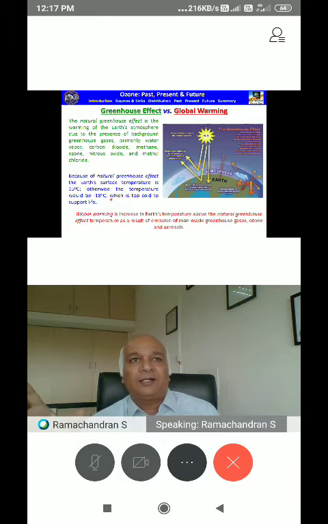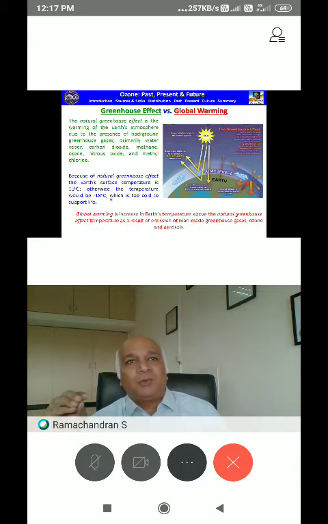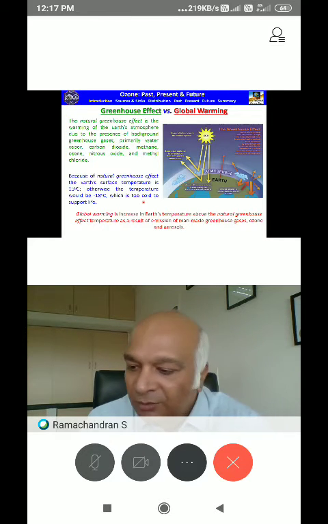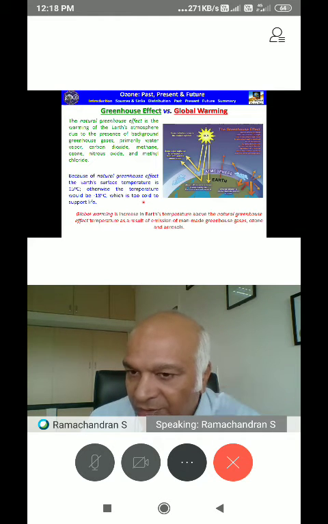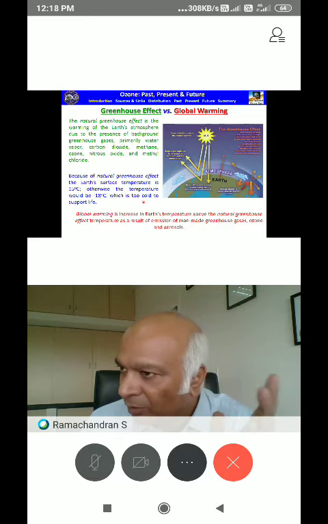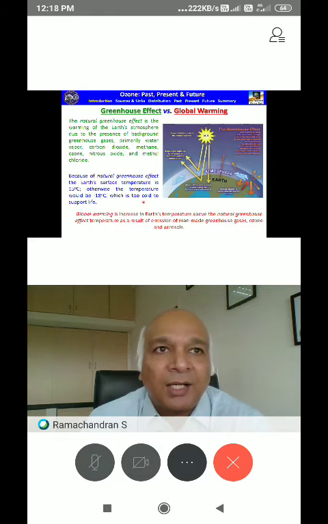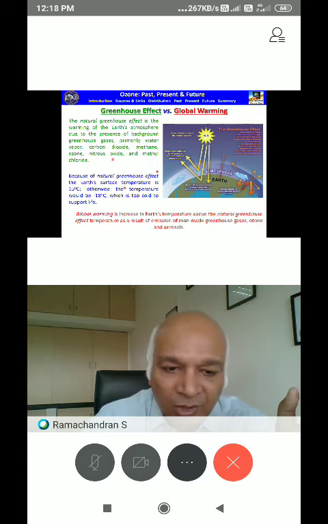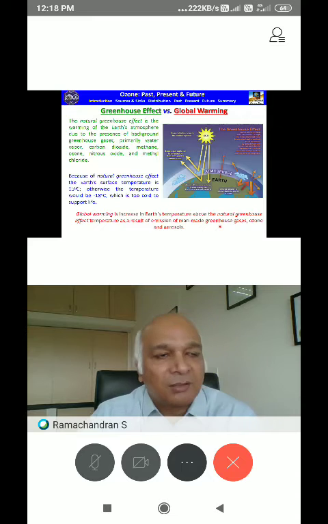But we know that these very gases, which provide us the greenhouse effect, are increasing in concentration, namely carbon dioxide primarily, followed by methane and nitrous oxide. They have all been increasing over the last 300 to 400 years. That increase in greenhouse gases is contributing to a difference between the radiation that was coming in and going out, upsetting the balance. That imbalance is what is called global warming. It is attributed to the increase in the Earth's temperature above the natural greenhouse effect, because of which the temperature is increasing.